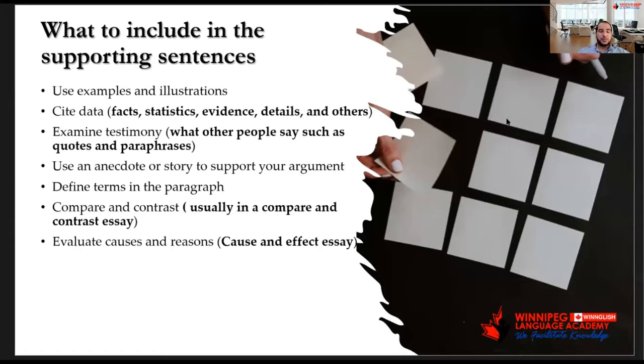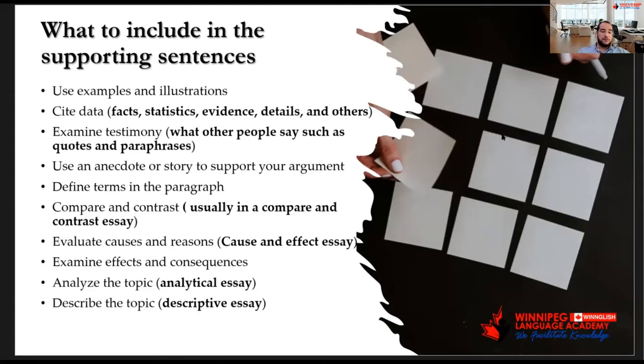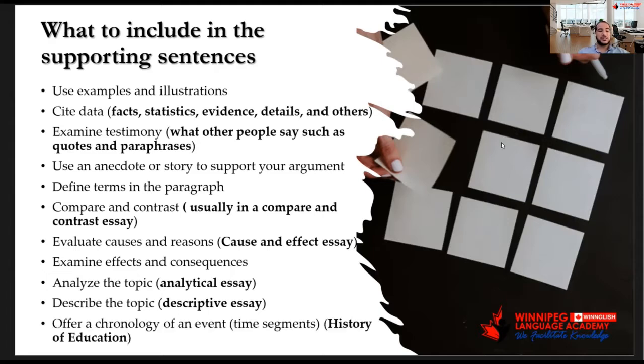or you can also compare and contrast, and this usually happens in compare and contrast essays. You can evaluate causes and reasons, which fits cause and effect essays, and you can examine effects or consequences in the same type of essay. You can also analyze the topic in an analytical essay, and describe the topic in a descriptive essay. And finally, you can offer a chronology of an event, which is the historical order of events, if you're writing about a topic that needs historical background. Okay.